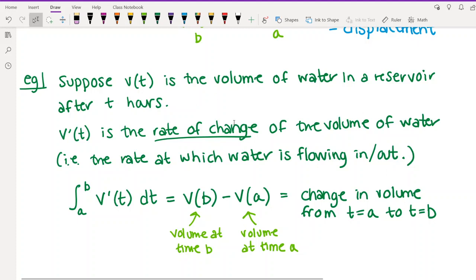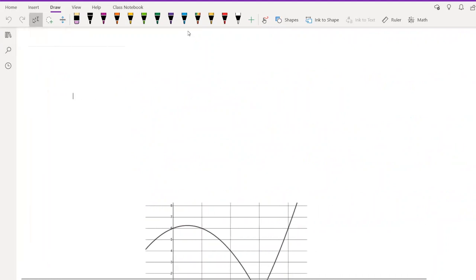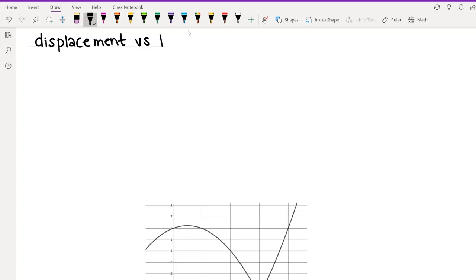Okay, so I think the most interesting or most complex way of talking about the net change theorem is this idea of when you have a position function and you're trying to find displacement, because there's this difference between the idea of displacement and total distance traveled. And that's what I want to talk about now. So we're going to be talking about displacement versus total distance traveled.